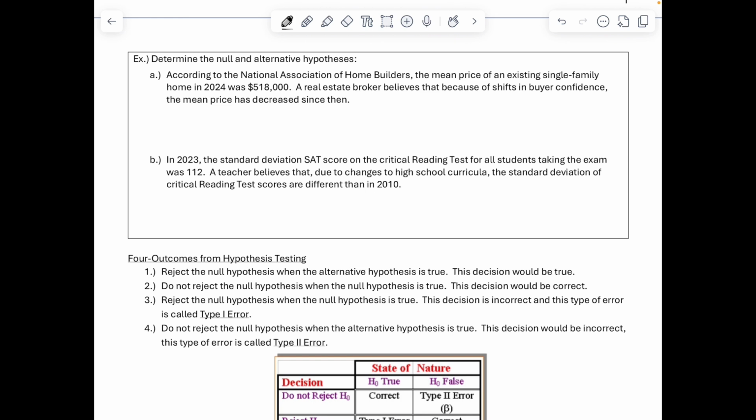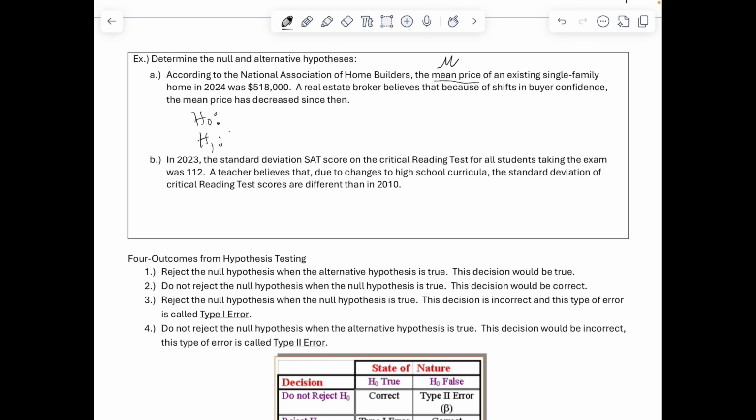So part A says, according to the National Association of Home Builders, the mean price of an existing single-family home in 2024 was $518,000. A real estate broker believes that because of shifts in buyer confidence, the mean price has decreased since then. So a couple things to note here is that we are talking about the mean price. And so since we know it's mean, that's going to be my parameter. And so I'm going to start off with H naught and H1. That way I symbolize exactly which one is my null and which one is my alternative.